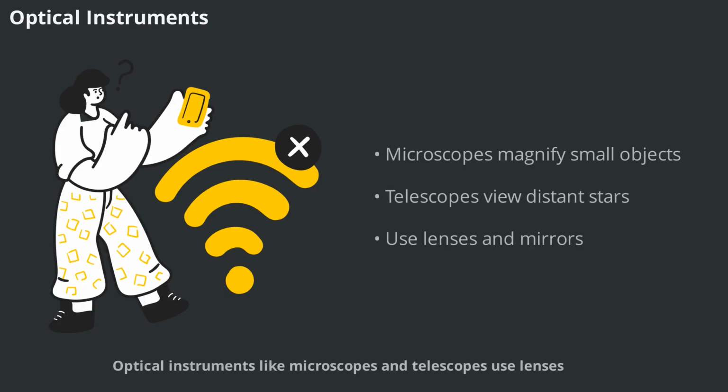Optical instruments like microscopes and telescopes use lenses and mirrors to magnify distant or tiny objects. Microscopes allow us to see details invisible to the naked eye, while telescopes bring distant stars and planets into view. Both rely on the principles of refraction and reflection, showcasing the power of optics in expanding our understanding of the universe.